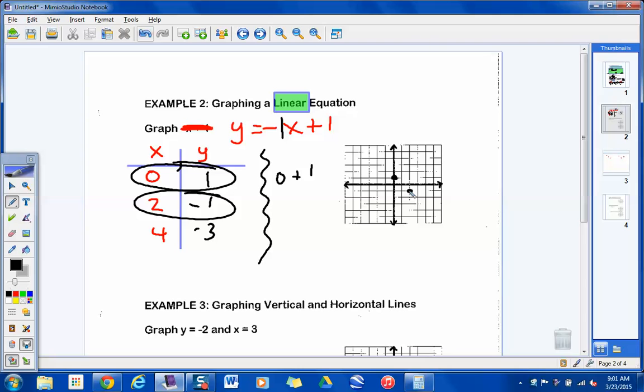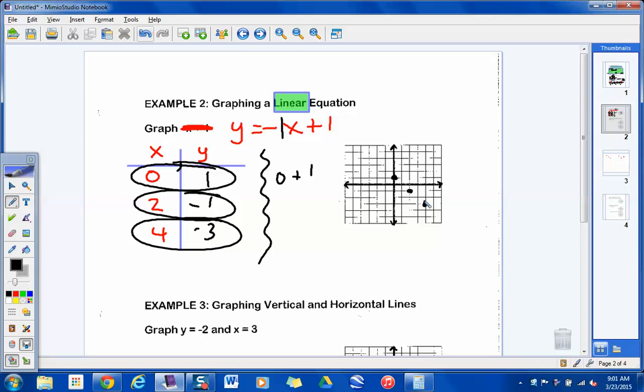Those 3 points look like they're in a line, or do they look like they're going to form some kind of a triangle? Okay, and isn't that the idea here? We want to form some kind of a what here? Linear graph, and those 3 points would be it. So the equation of y equals negative x plus 1 is right here.